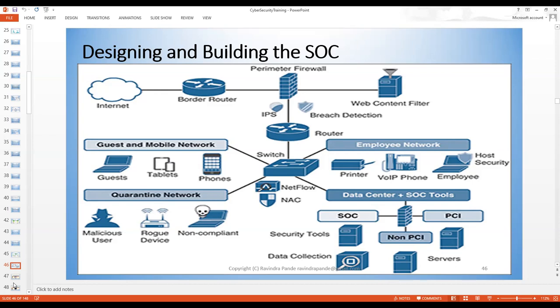Then we have something called data center and SOC tools, where we try to secure any infrastructure logical boundaries with tools like PCI, payment card interface, and non-PCI, where we normally keep checking vulnerabilities, keep checking any request from a known, not known challenging source or known disturbing source. Then we'll try to understand what type of security tools we are going to use, what type of data collection or data archival mechanism we use to tackle cybersecurity leakages, and how we can protect servers from all the requests.